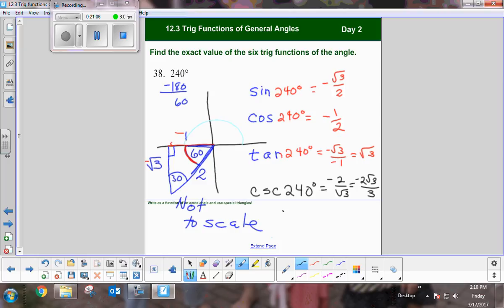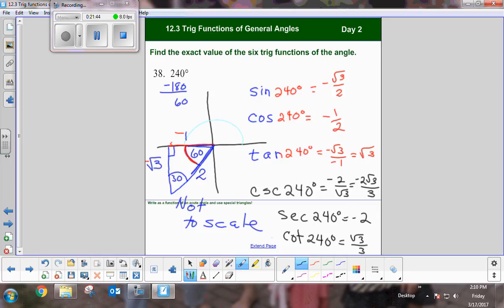The secant, which is the reciprocal of the cosine, so it's negative 2, and the cotangent, which is the reciprocal of the tangent, which is going to turn out to be radical 3 over 3. Because it's 1 over radical 3, which is positive radical 3 over 3. Any questions on this? Because I'll stop here and take any questions.